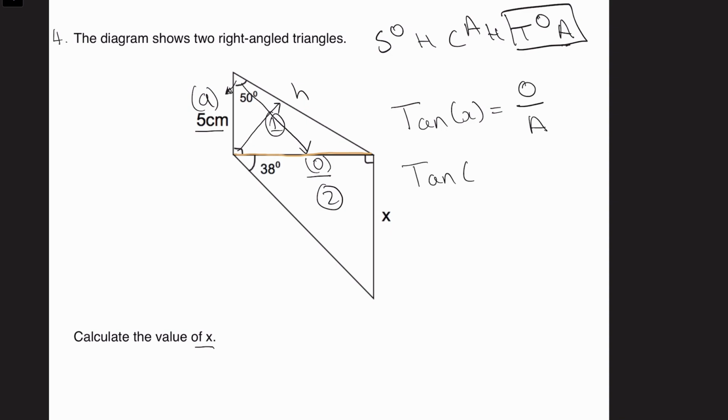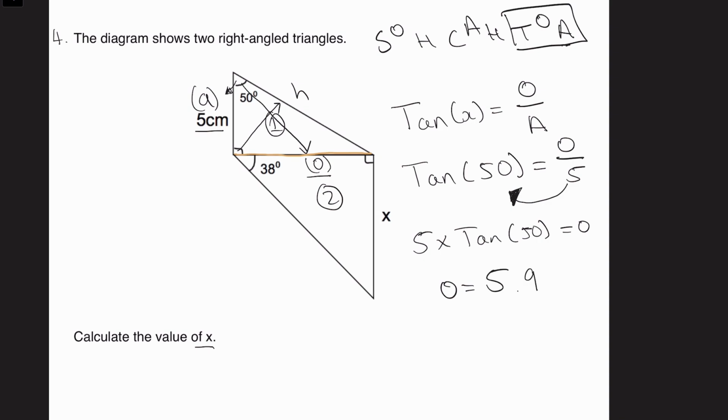And now we just want to substitute those numbers in. Tan 50 equals O, which is what we're trying to work out, over 5 down here. And now we're going to move 5 to the other side. Right now it's dividing, so whenever you move a number from one side to the other, it changes sign. So that'll go from divided by 5 to times 5. 5 times tan 50 equals O. And now we just write the answer. So I'm going to type it in the calculator, which equals 5.96 centimeters.